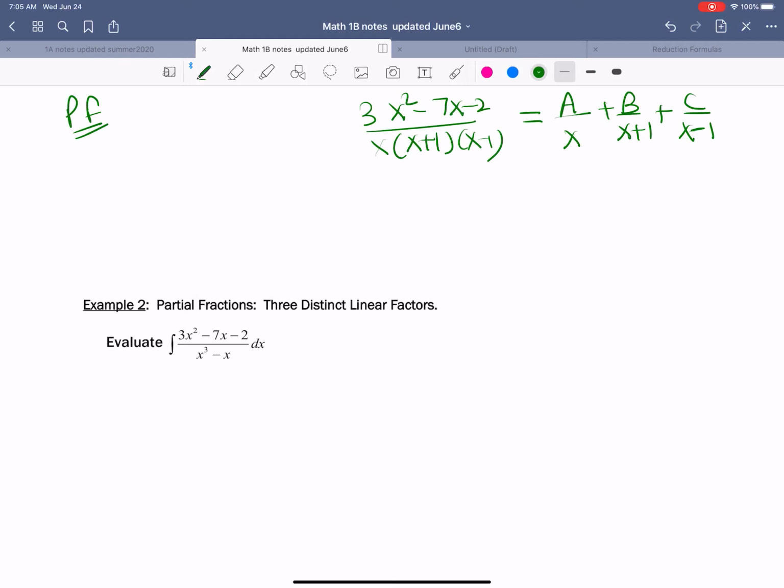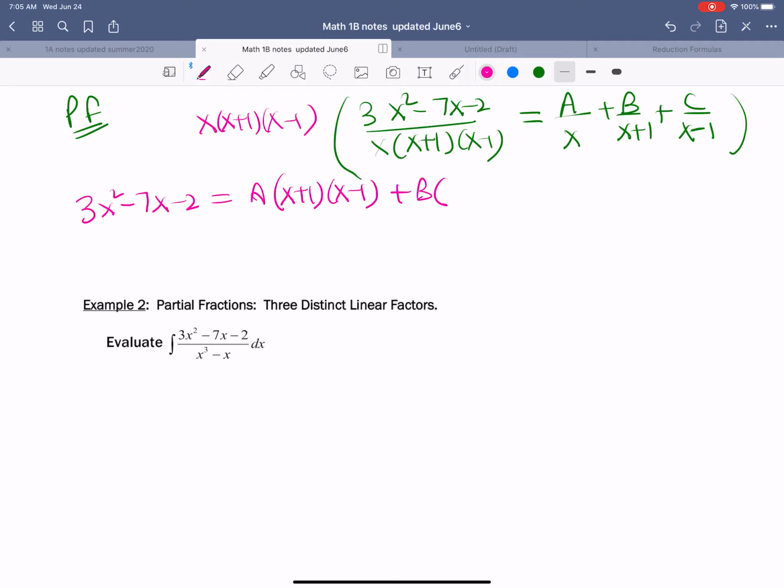So I'm going to multiply everything on both sides by x times x plus 1 times x minus 1. Okay, so go ahead and distribute the whole thing in there. So we would have 3x squared minus 7x minus 2 equals a. The x and x will cancel. We would have x plus 1, x minus 1, plus b, x times x minus 1, plus c, x times x plus 1.